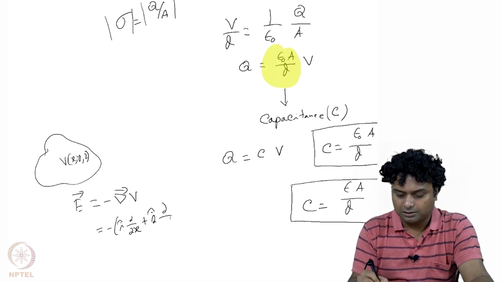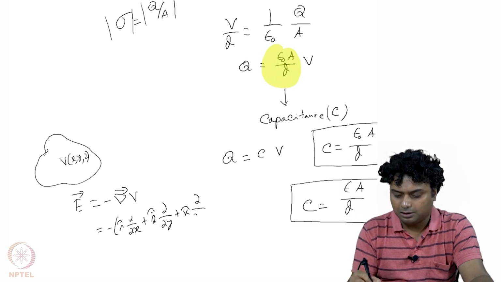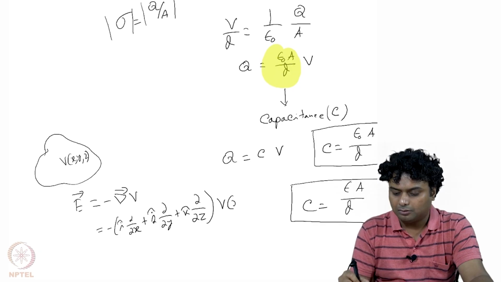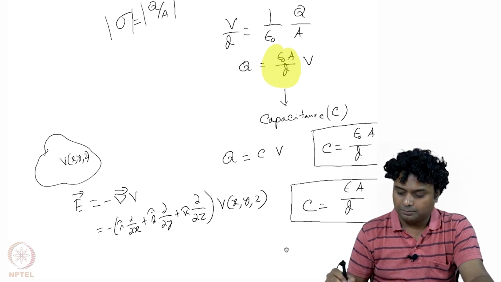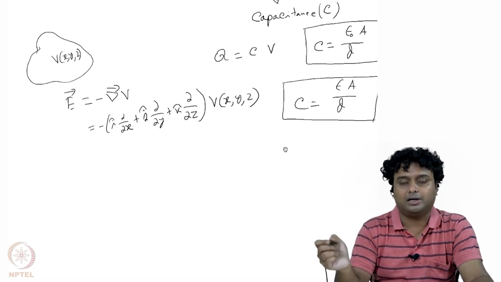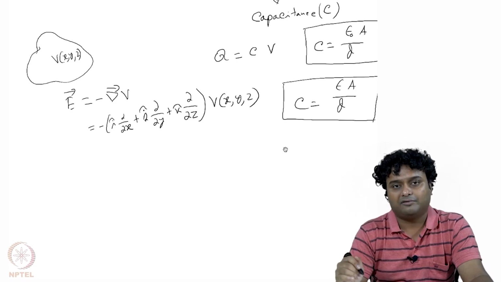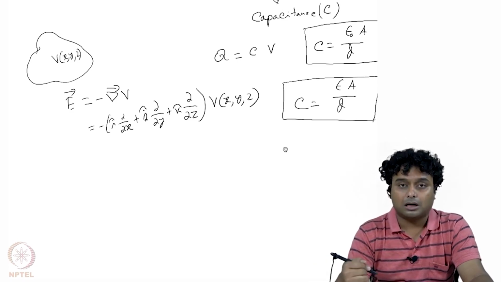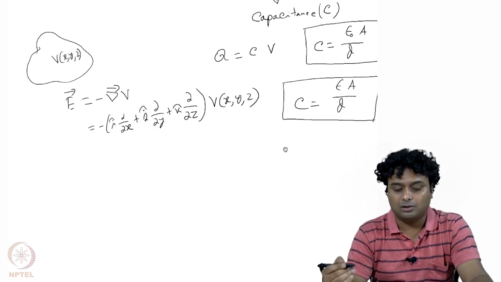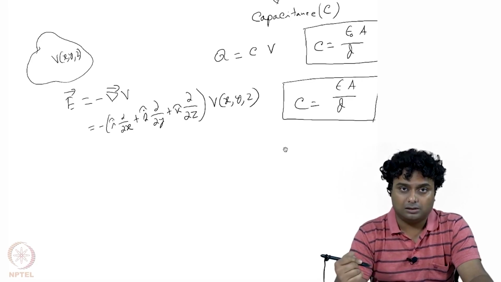i cap del x plus j cap del y plus k cap del z, and then you have potential, which is a function of x, y, z. So this is one expression which you may require while you are solving any problem where you do not have a very simple case like point charges, rather you have a distribution, then for calculating the electric field etc., you need to apply actually this general equation.